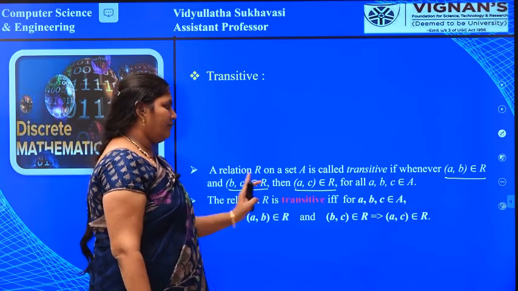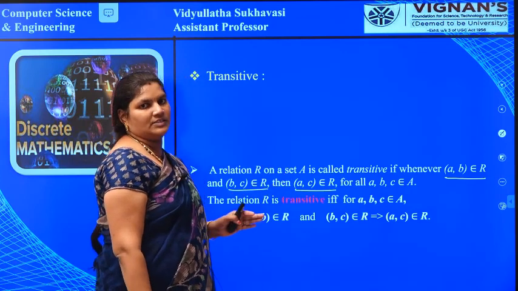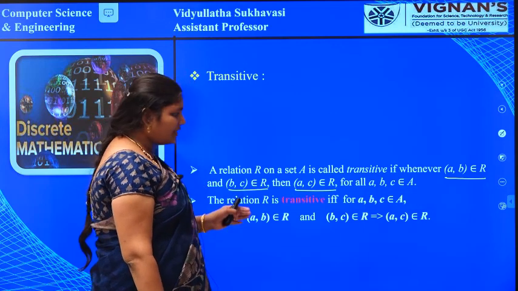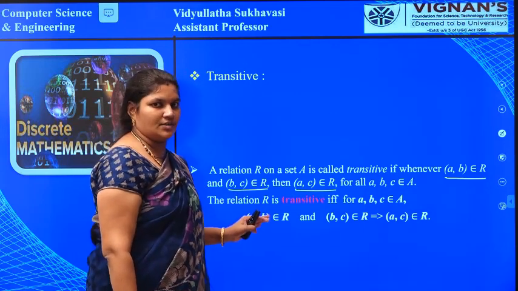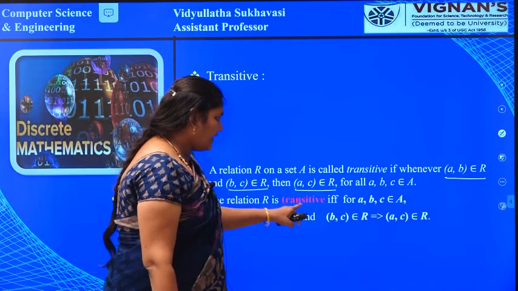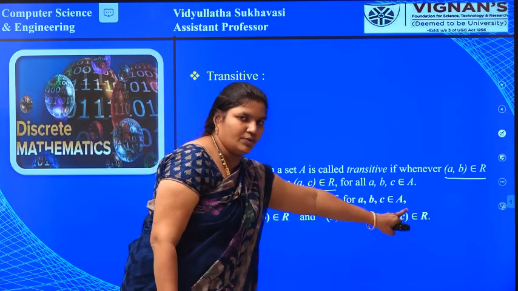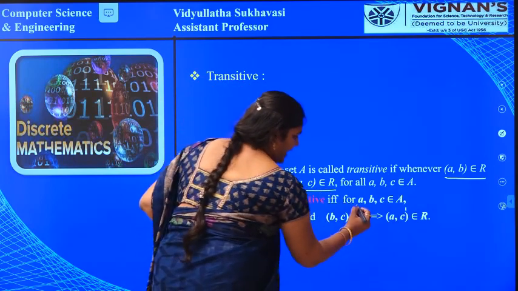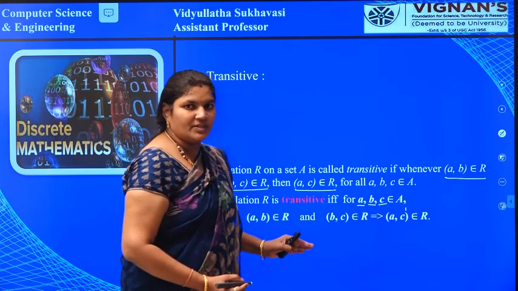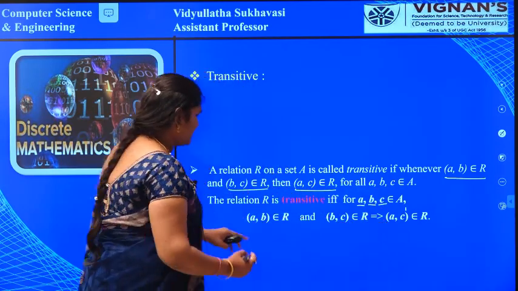Then if three ordered pairs exist in the relation R, then we can say that it is satisfying the transitive property. Otherwise, we will not take it into consideration. See here, the relation R is transitive if and only if for a, b, c belonging to A. Here a is an element, b is an element, c is an element which comes from the set A, and those elements should satisfy this condition.